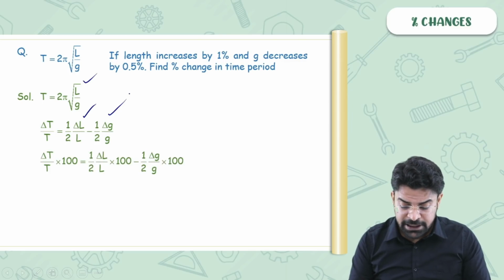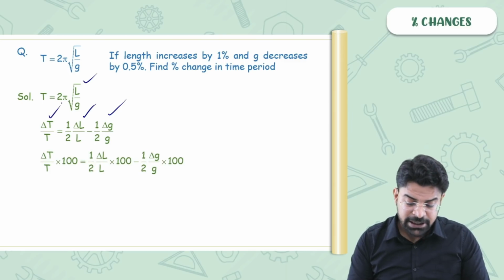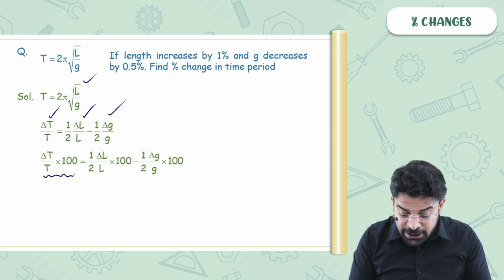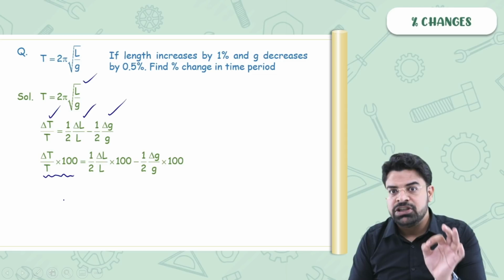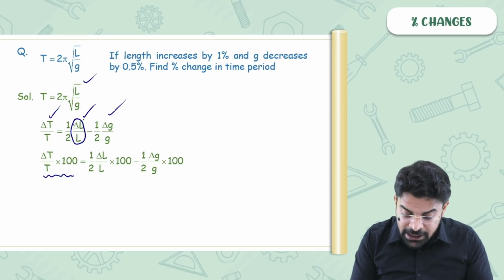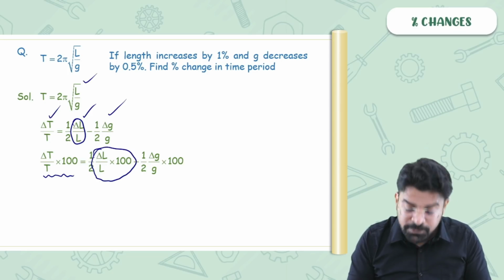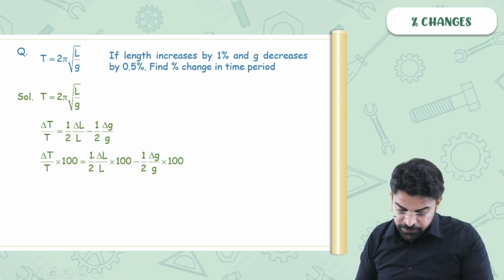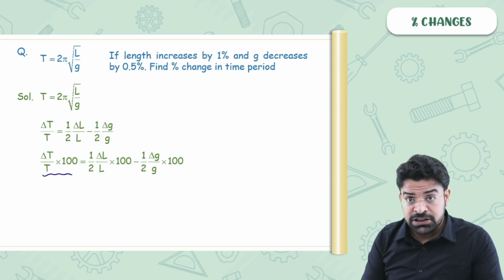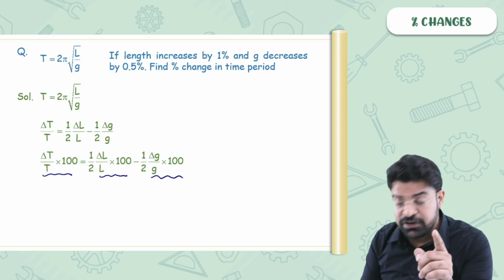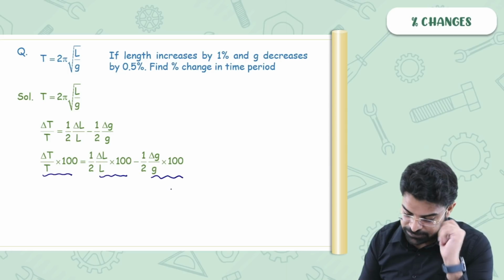If I multiply each term with 100, what is delta T by T? Fractional change in time period. What is delta T by T into 100? Percentage change in time period. What is delta L by L? Fractional change in length. What is delta L by L into 100? Percentage change in length. So here you get the percentage change in time period equals half times percentage change in length minus half times percentage change in G.